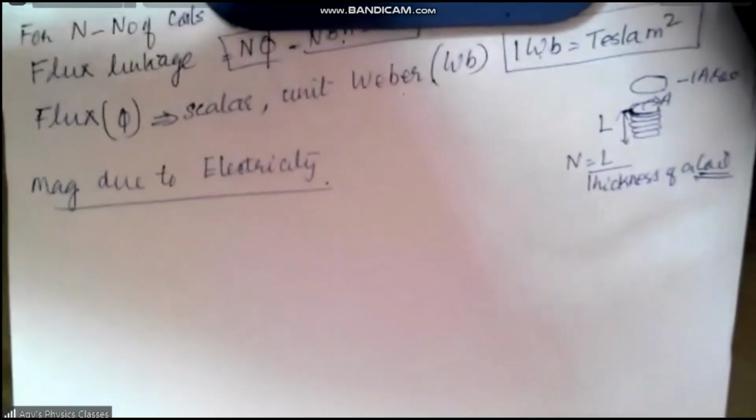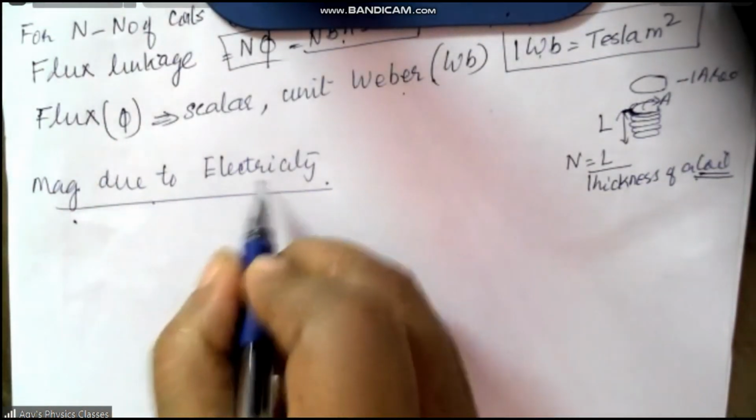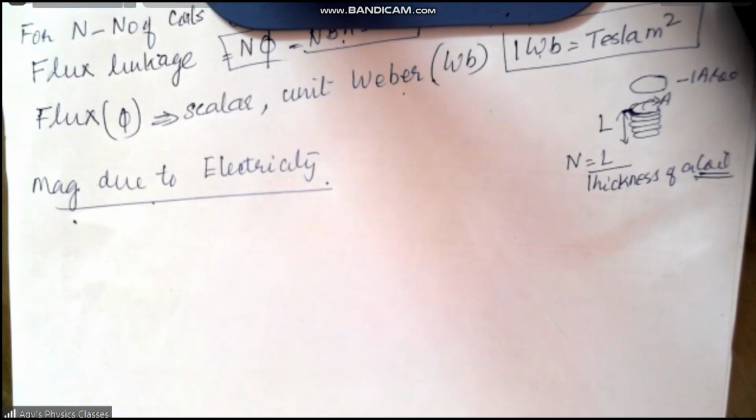Magnetism caused by, or due to, electricity. Electricity can cause magnetism. This is what we are going to see. Magnetism due to electricity. First of all, we are going to see the motion of a charge in an electric field.